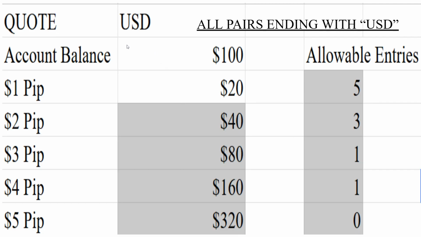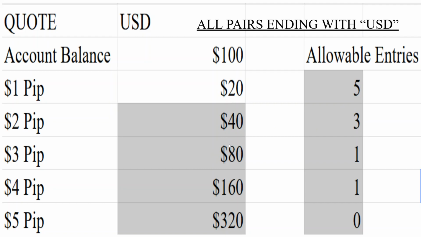So let's say we want to trade a pair that ends in dollar, euro dollar or pound dollar, and we have a $100 account. How many entries can we take? If we want to make $1 a pip, we know you have to have $20 worth of margin available. 100 divided by 20 is 5. I can take 5 entries and get $1 per pip with my $100 account. If I want to make $2 a pip, that's 40 bucks worth of margin. I can take 3 entries, and so on and so forth.